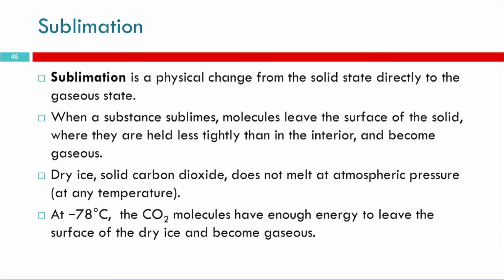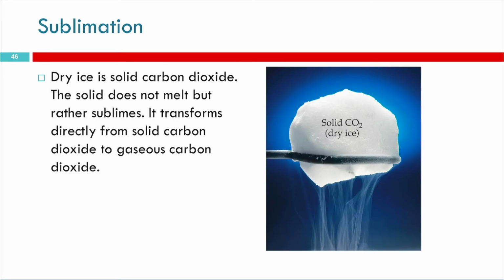Carbon dioxide does not melt at atmospheric pressure. At any temperature, it doesn't matter what the temperature is, it does not melt at atmospheric pressure. At negative 78 degrees C, the CO2 molecules have enough energy to leave the surface of the dry ice and become gas. Dry ice is solid carbon dioxide. The solid does not melt, but rather sublimes. So it goes straight from this solid into a gas.